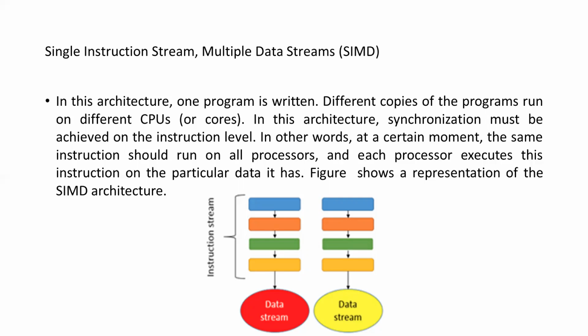The figure shows a representation of SIMD. Here you can see that there are two types of data streams. One data stream is in red, another data stream is in yellow. They are known as different CPUs, CPU1 and CPU2. In both CPUs, the same kind of instruction stream is executed and it provides the output. That's why it is known as a single instruction stream and multiple data stream.